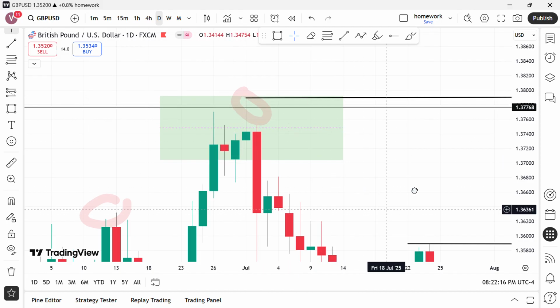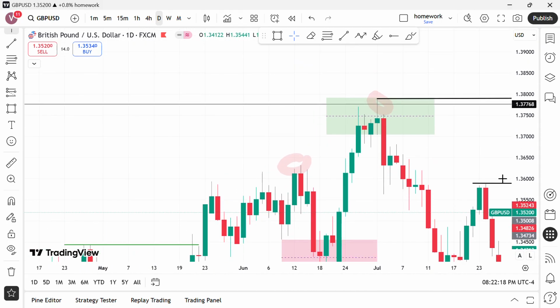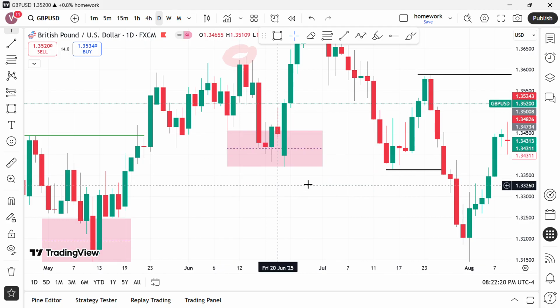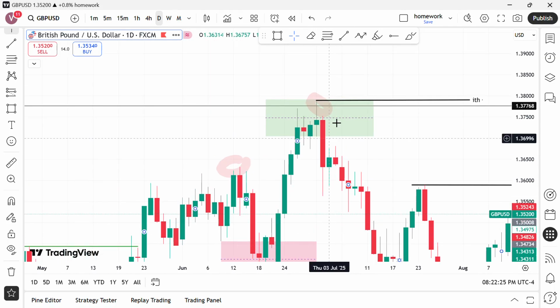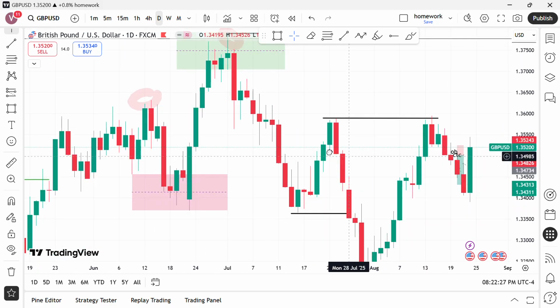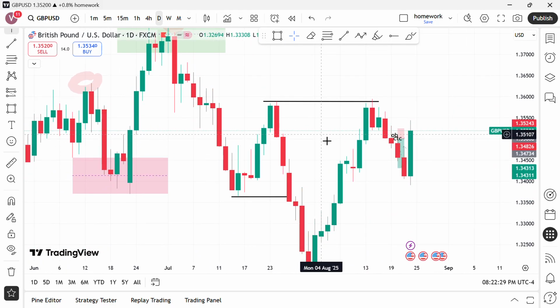On daily we are seeing buy side liquidities being protected, and previously protected sell side liquidities being taken, an intermediate term high being formed. So all this is cumulatively telling us about a downside rally for the coming week.